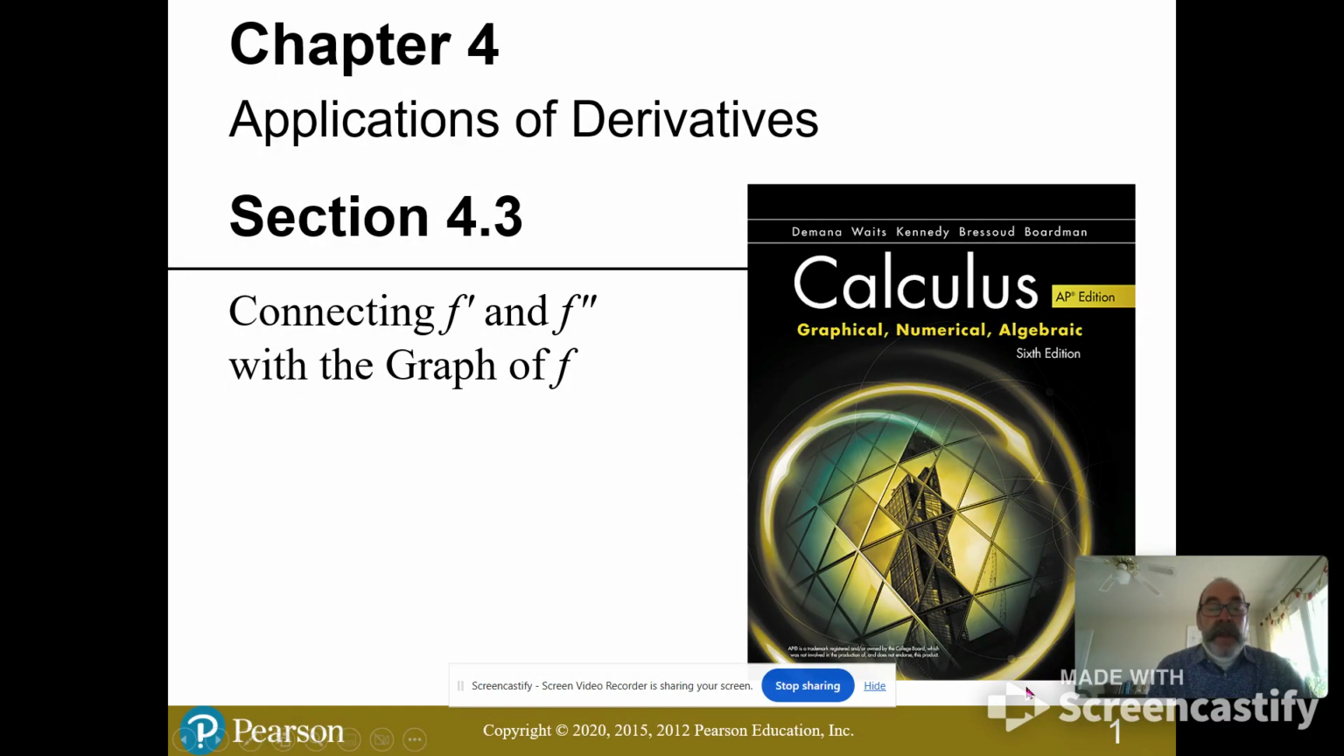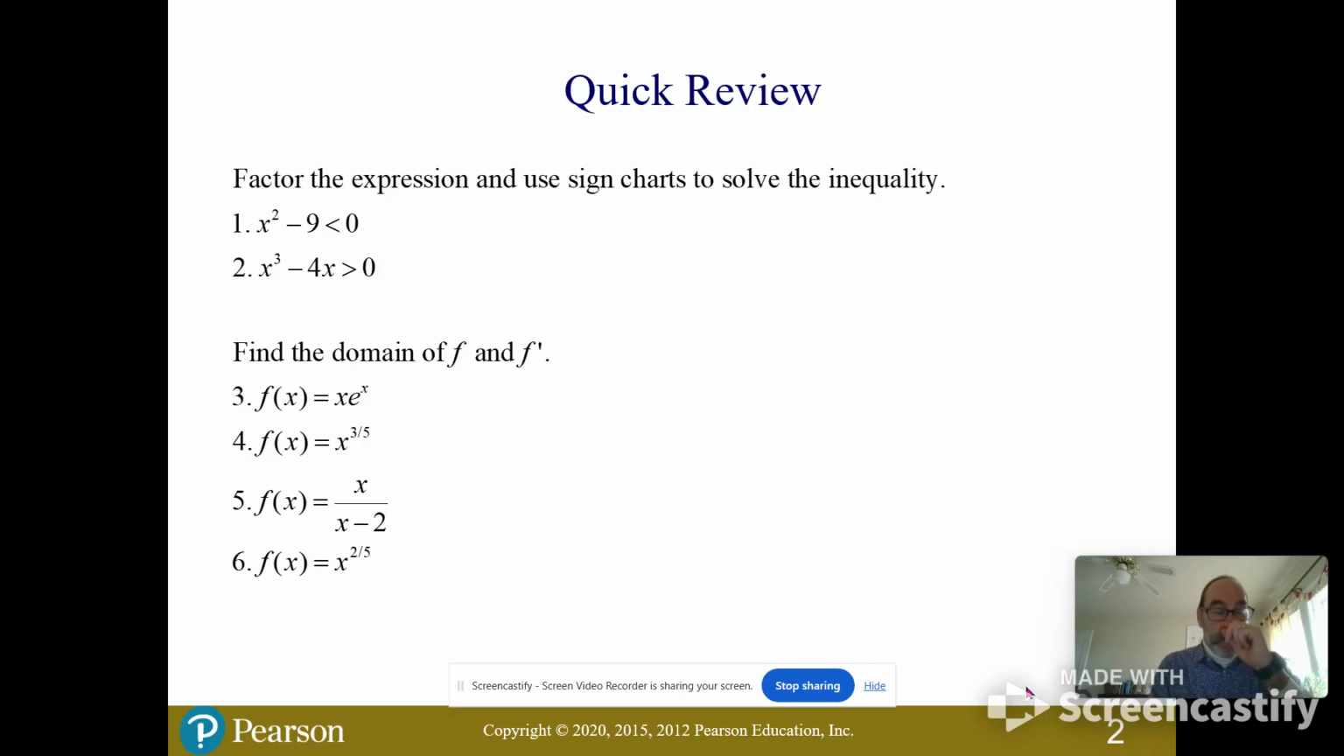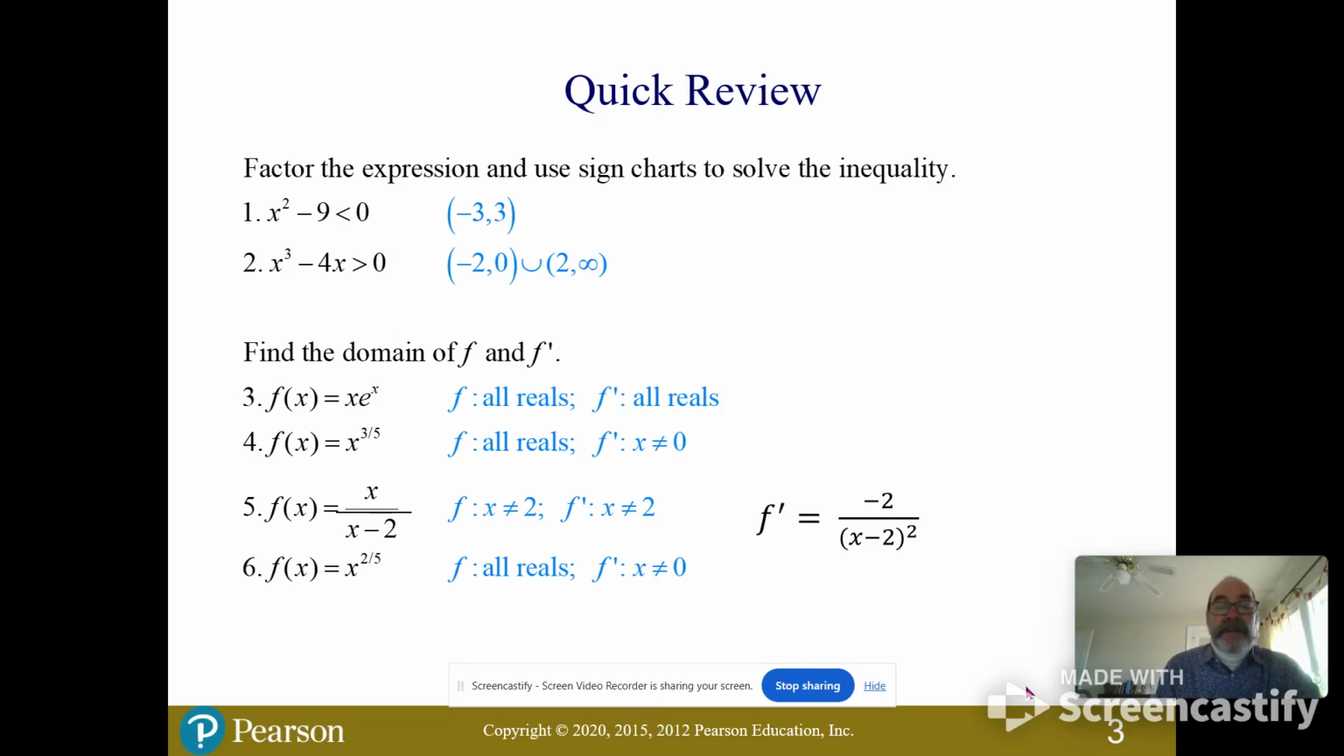So here we go. Section 4.3, connecting the first derivative and second derivative with the graph of it. So we're going to do a little review here. Factor the expression, use sign charts. So I'm going to put the answers up there. Now how do we get that answer? We need to factor it. And your two answers are positive 3 and negative 3.